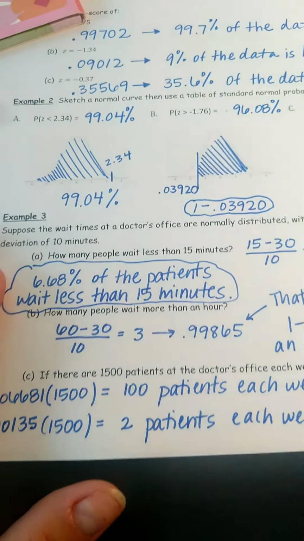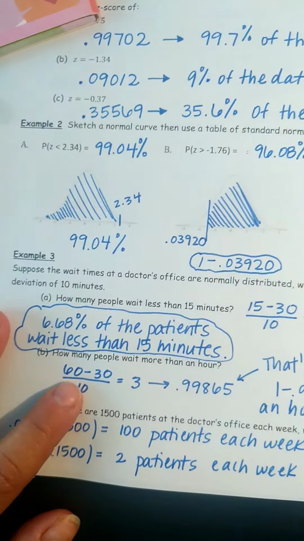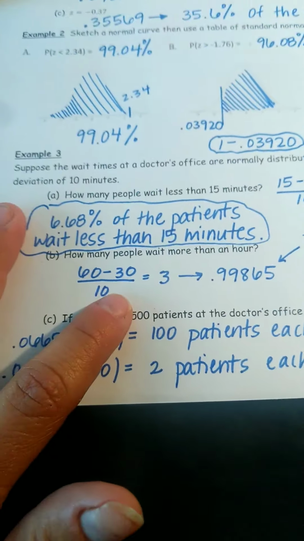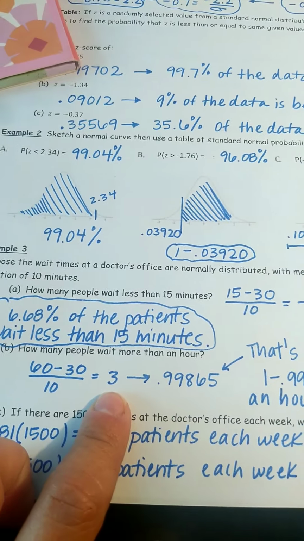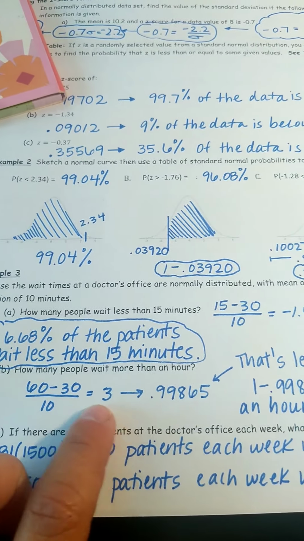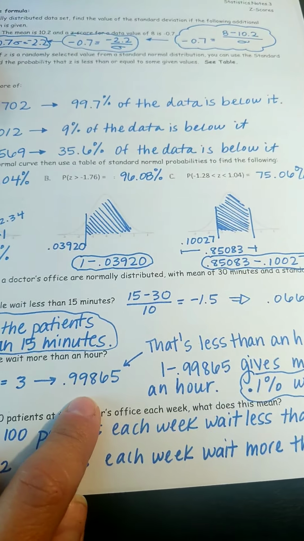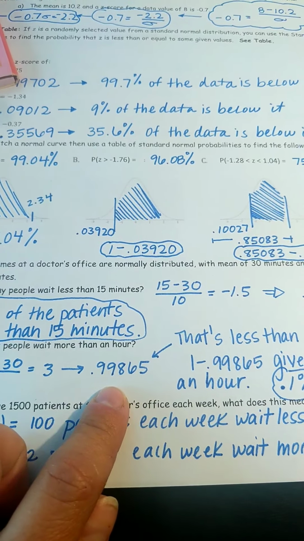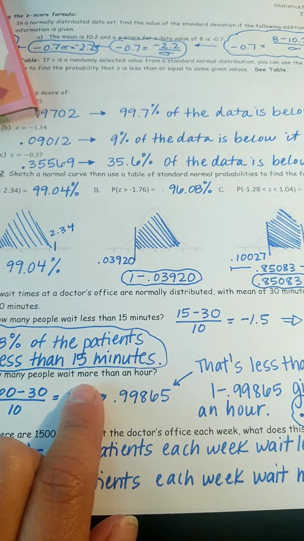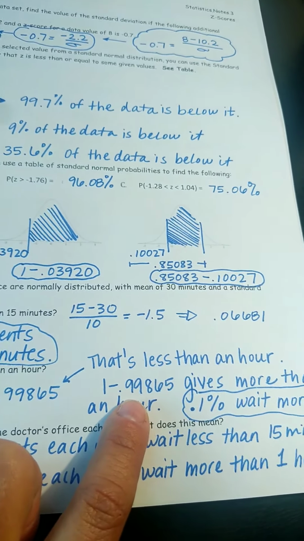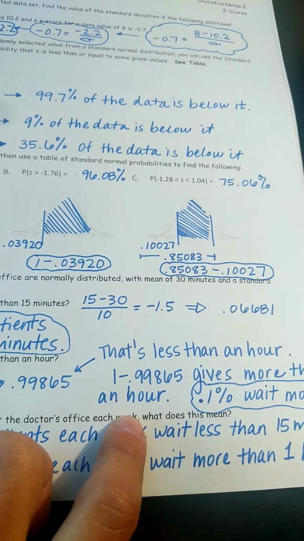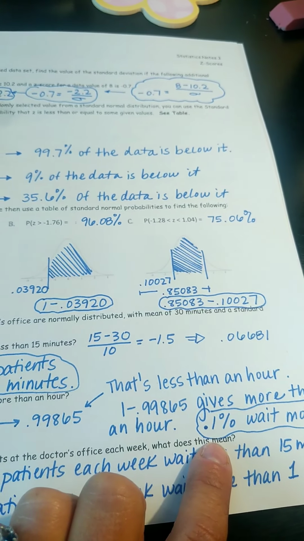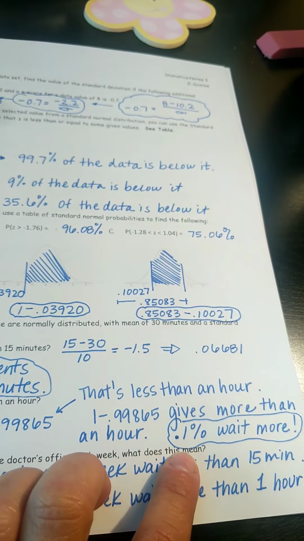Now, if we want to know how many patients wait more than an hour, I start with the fact that an hour is 60 minutes. Mean time is 30, divide by the standard deviation, we get a z-score of 3. I look that up. Now, this is what I get. Now, remember, that's for less than an hour, okay? But our problem said wait more than an hour. So we do 1 minus that to get more than an hour, and I get 0.00135, or about, if I move that decimal, 0.1% wait more than an hour.